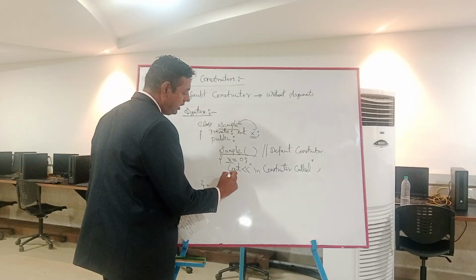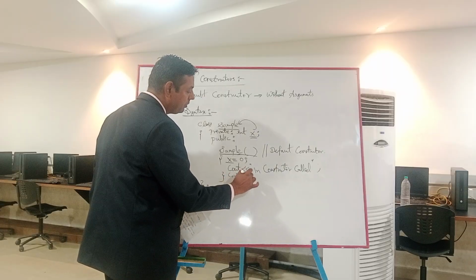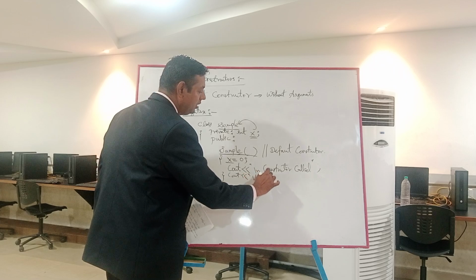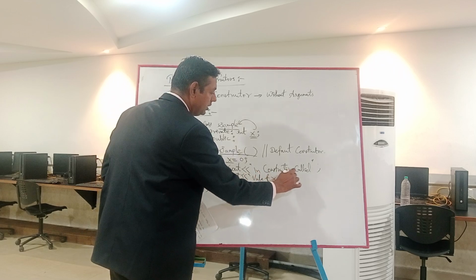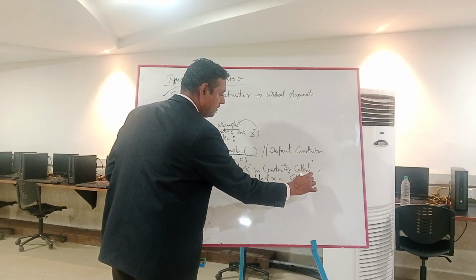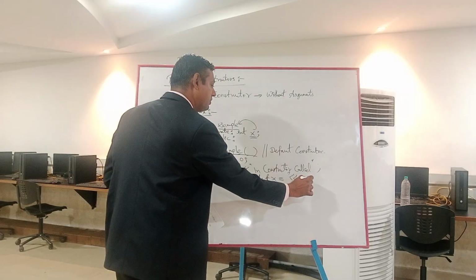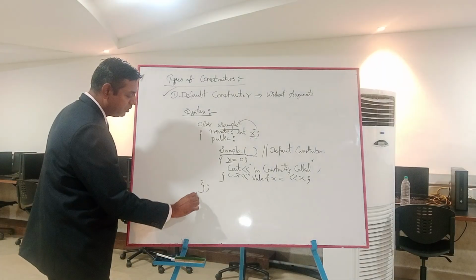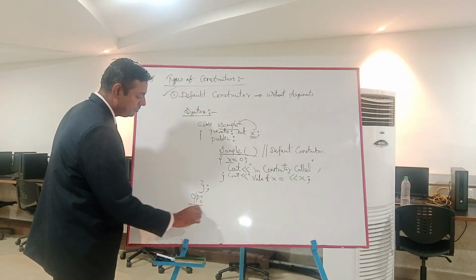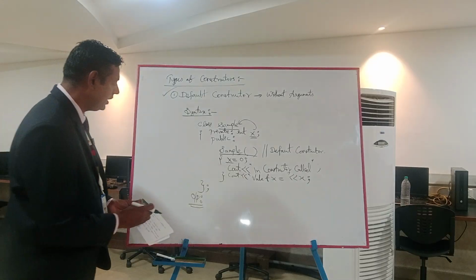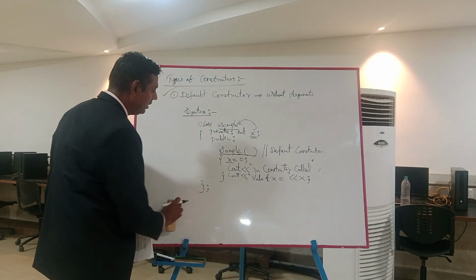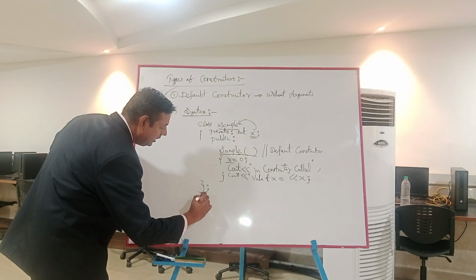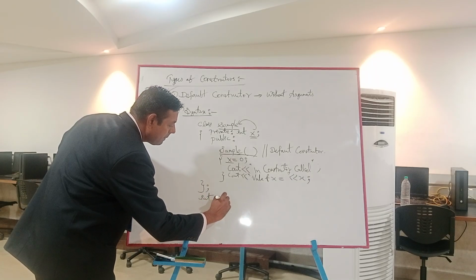I can also print the value: value of x is equal to x. That value of x will be displayed here. Before I execute this program, I have to write the main function. I have written my class, very good. Next I have to write the main function, int main.